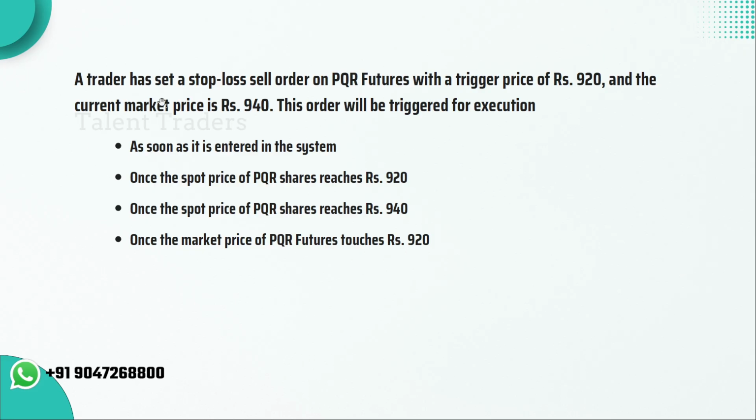And the trader has a stop loss sell order, PQR future, trigger is 920 and the current market is 9. Again the same thing: once the price reaches 920, the stop loss order gets triggered. So whenever the price is reached, only then will it be executed.